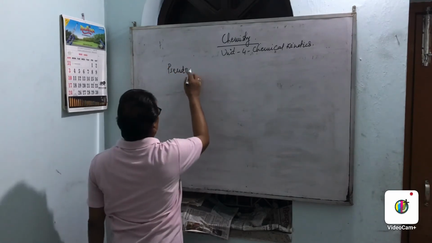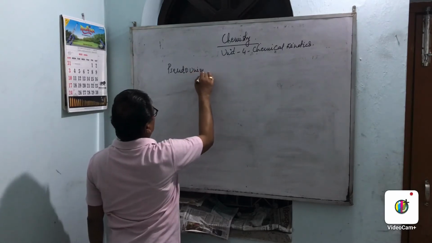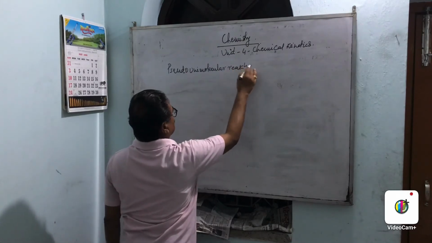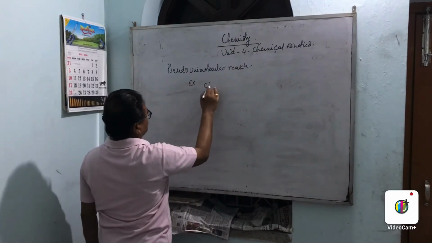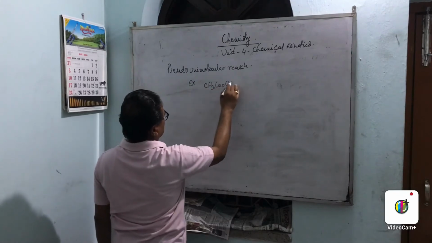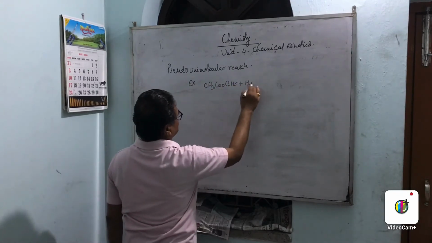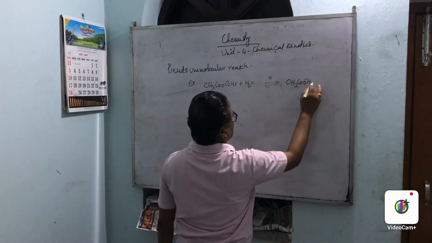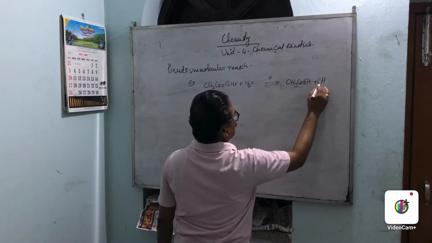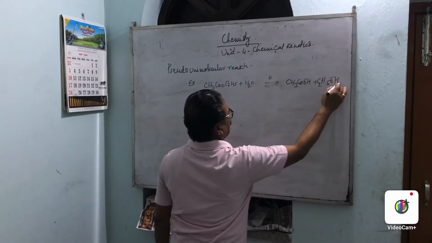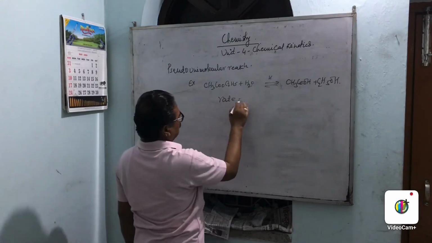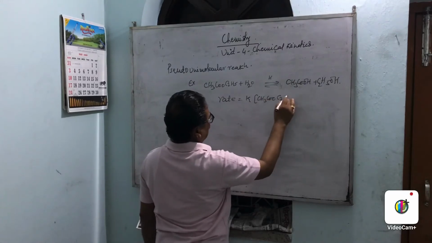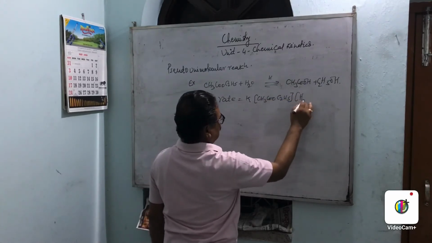Pseudo unimolecular reaction. Suppose we take an example, CH3COOC2H5 plus H2O. In presence of this one, it will give CH3COOH and C2H5OH. If we write the rate law, we write CH3COOC2H5 and H2O.